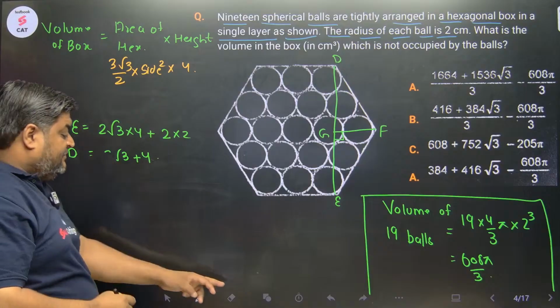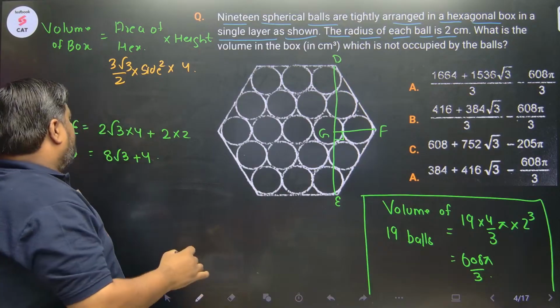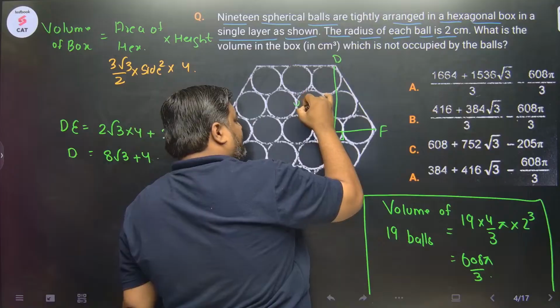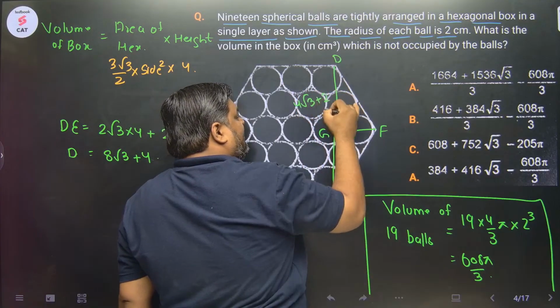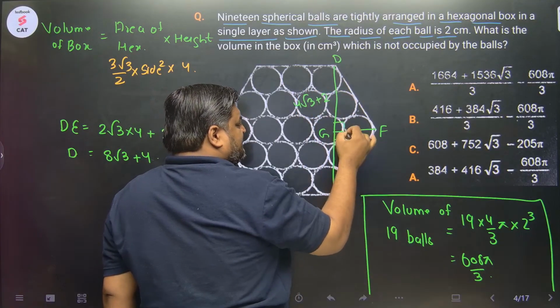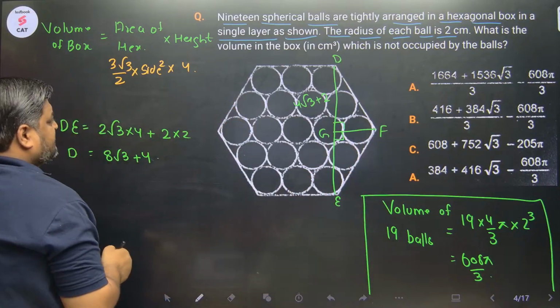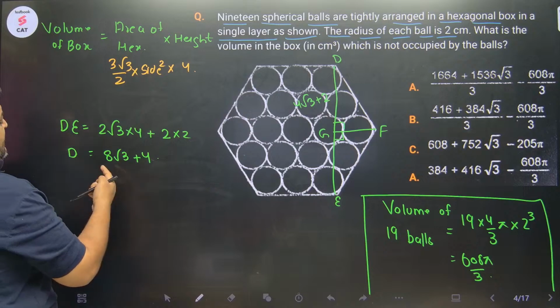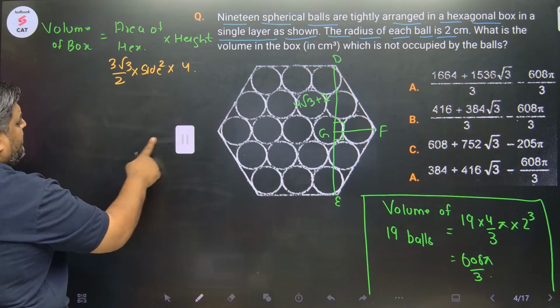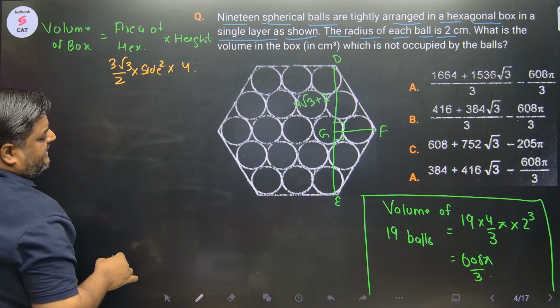DG would be half of DF, so 4 root 3 plus 2. Right? Okay, let's talk about angles. This is 90. What is the interior angle of a regular hexagon?